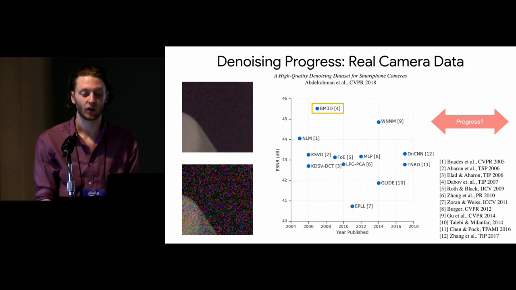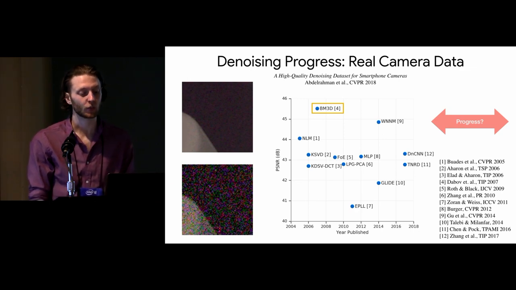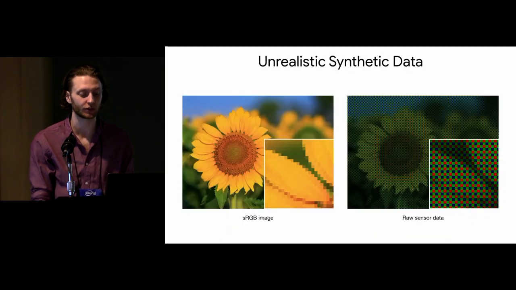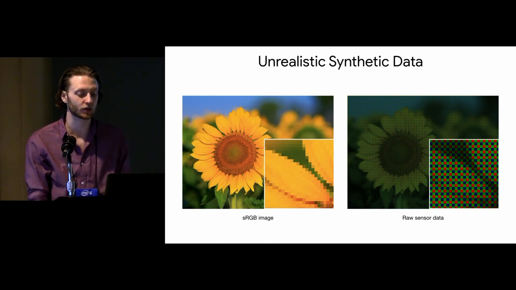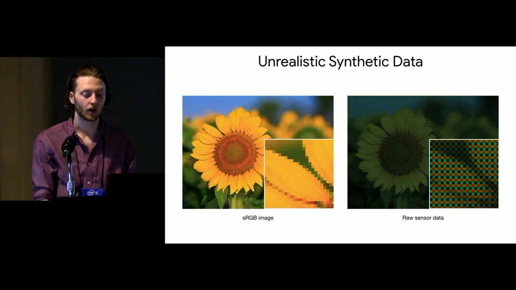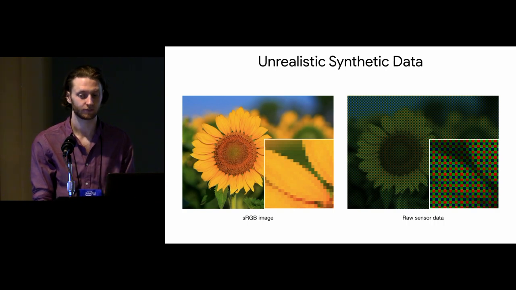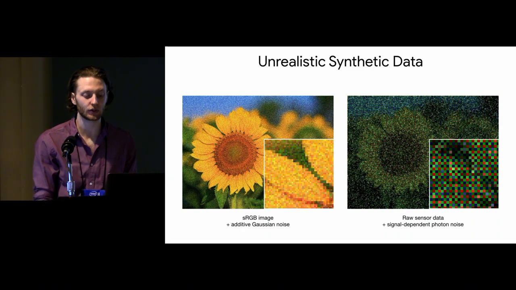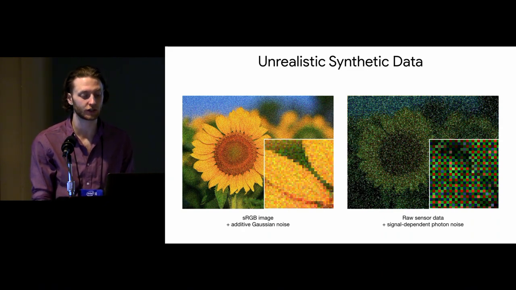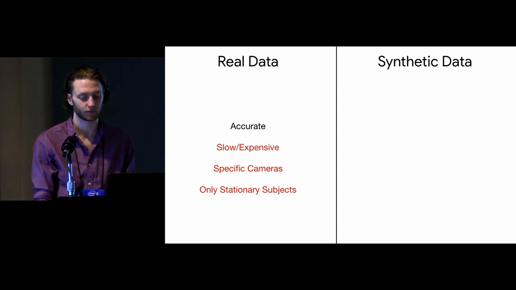So what's happening? Why are newer techniques not better? We saw in the first graph that progress is being made on synthetic data, which leads us to believe that there is some discrepancy between synthetic and real data. If we look at the visual differences, we can better understand that discrepancy. On the left is a generic sRGB image, similar to those commonly used as the source for training data. On the right is raw sensor data, which looks very different and has a Bayer color pattern. Additive Gaussian noise is often used in synthetic training data. However, real raw data has signal-dependent photon noise.